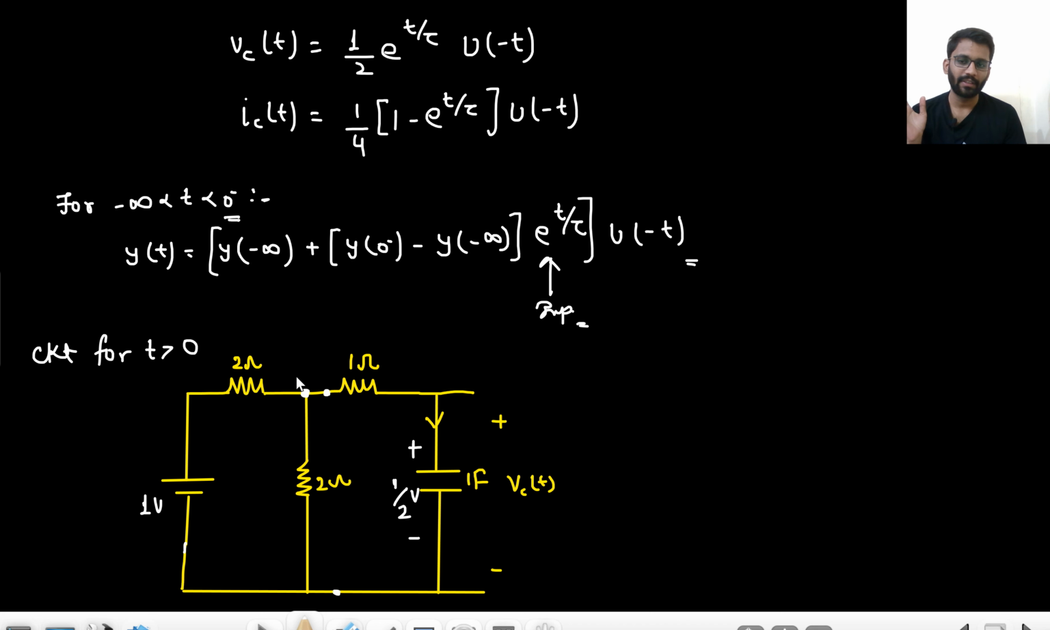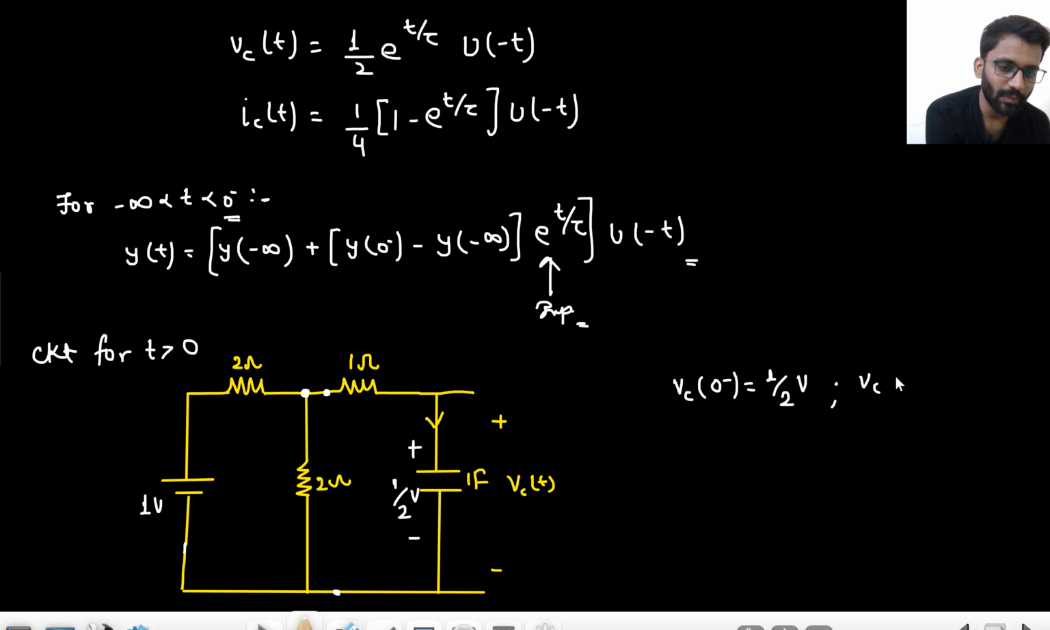Now tell me what will be the voltage here? Whatever the voltage we are having here, this is the steady state only. Because of this 1 volt, how much voltage will we have across this 1 farad finally at steady state? It will be 1 by 2 volt only, right? What I mean here is that VC at 0 minus is 1 by 2 volt. Then VC at 0 plus will also be 1 by 2 volt, right? What will be VC at infinity?